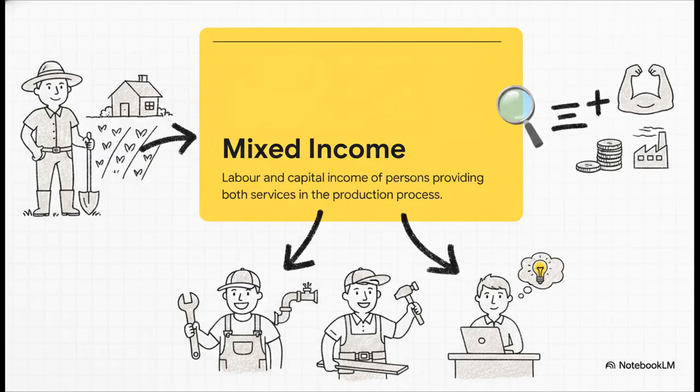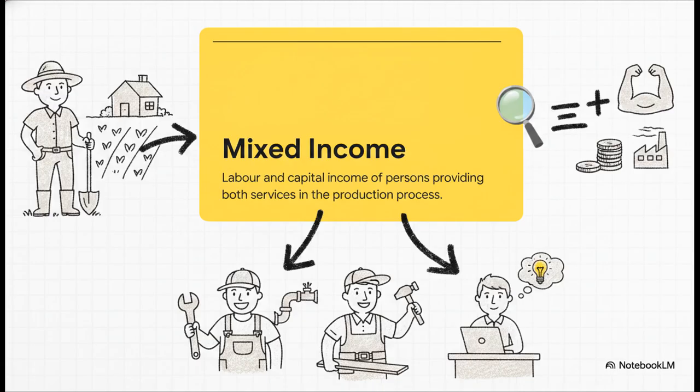Okay, so we've got to establish our baseline first, right? Basically, this method calculates national income by theoretically adding up all the incomes generated during production. We're talking compensation of employees, operating surplus, and, here's the tricky part, mixed incomes. To really grasp our first major limitation, we have to strictly define what mixed income actually is.